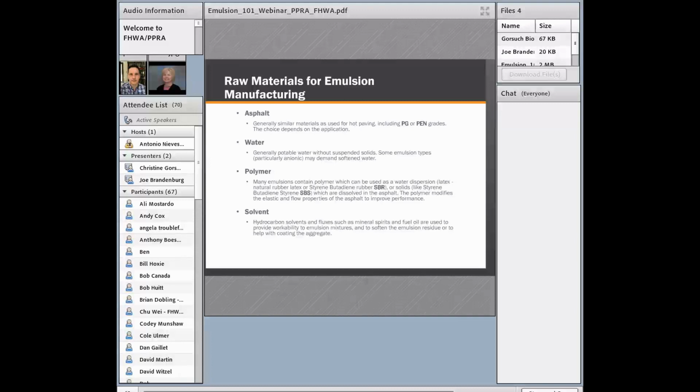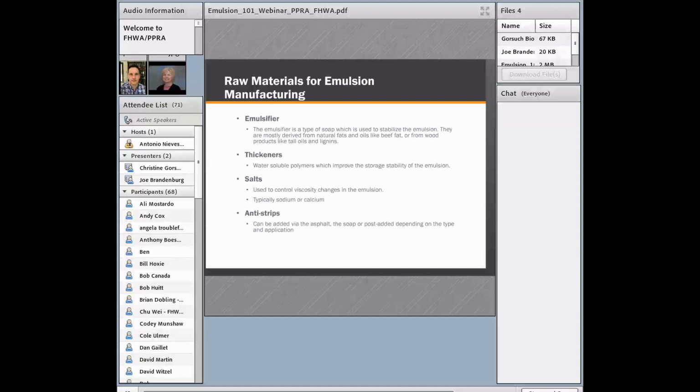Solvent may be used. These could be hydrocarbon solvents like mineral spirits or fuel oil, or some biosolvents. Now, these can be added to emulsions for different reasons. Some of them are to give workability to the mixtures with aggregates, or to give better coating of the aggregates or the fines on the aggregates, and also to soften the final residue of the asphalt binder after everything is set.